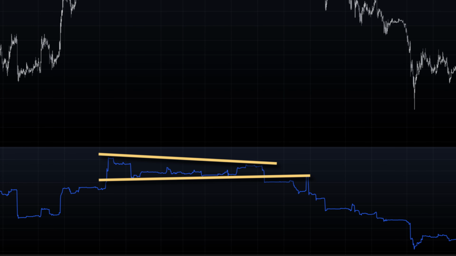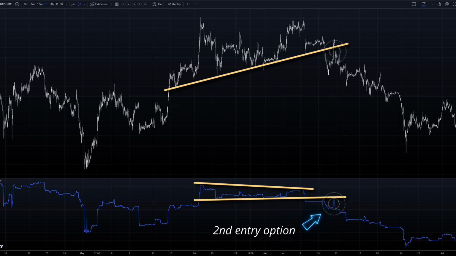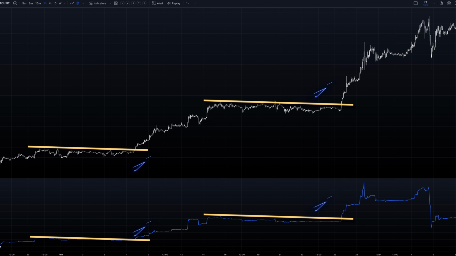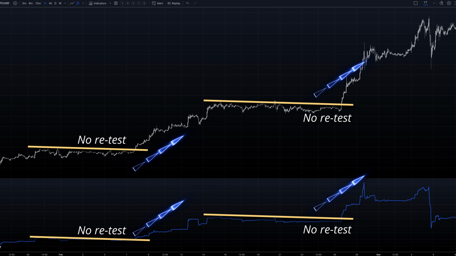Alternatively, for a more conservative entry, you can wait for a retest and rejection of the broken line, as often seen in these situations. However, sometimes the PVT as well as the price will keep going without retesting these levels.